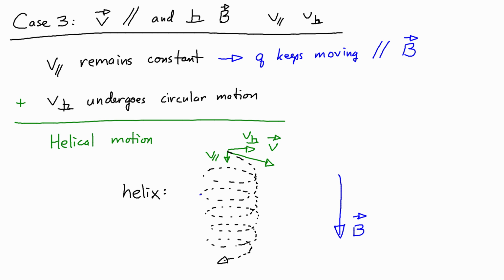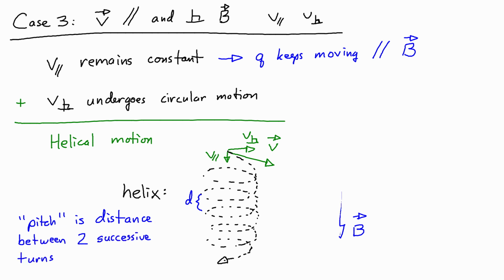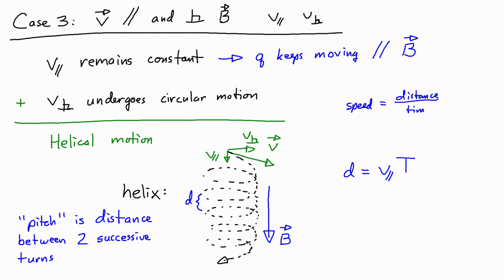One of the things that comes out of this is something called the pitch, and the pitch is the distance between two successive turns. I'll just make more space by moving the magnetic field vector a little closer there. D, the pitch, is the distance traveled parallel to B during one period. And since speed is distance over time, I can get distance by multiplying speed times time, which is why I multiply v parallel by T to get the pitch.